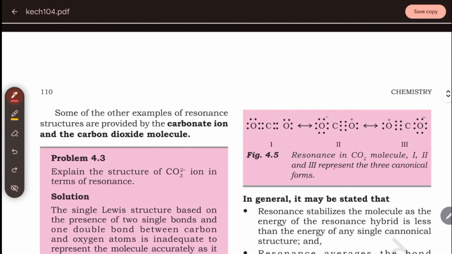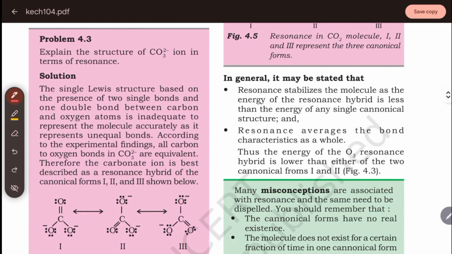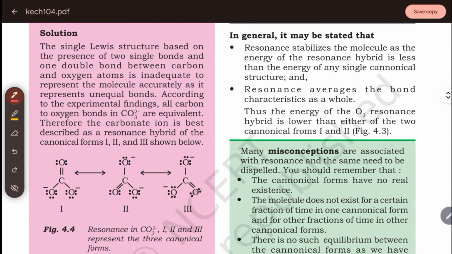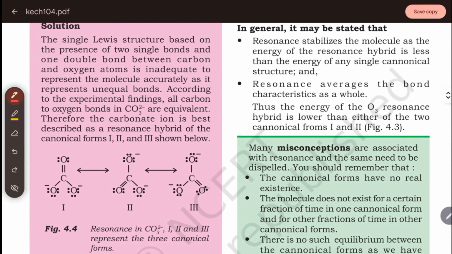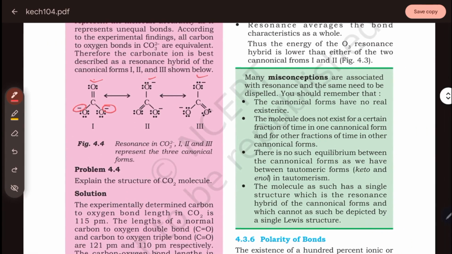Okay, moving on to the next, there is a problem: explain the structure of CO3 2-, which is known as the carbonate ion, in terms of resonance. So you need to draw the resonating structures. You need to keep in mind that CO3 2- means there are two negative charges over the oxygen atoms. Two of the oxygen atoms will have the negative charge. So these are the possible canonical forms, the possible Lewis structures.